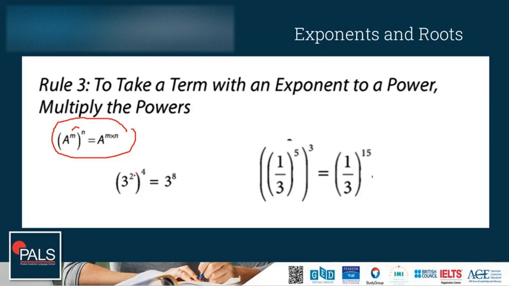3 to the power of 2, to the power of 4. So, we multiply 2 times 4. The answer is 8. So the new expression is 3 to the power of 8. Next, 1/3 to the power of 5, to the power of 3. So 5 times 3 is 15. So 1/3 to the power of 15.